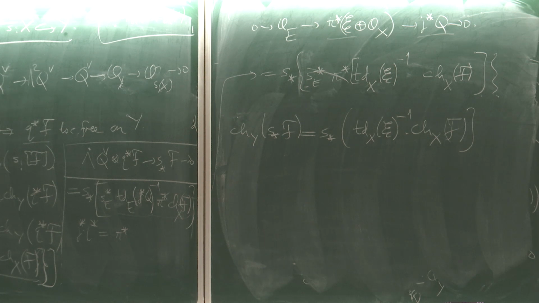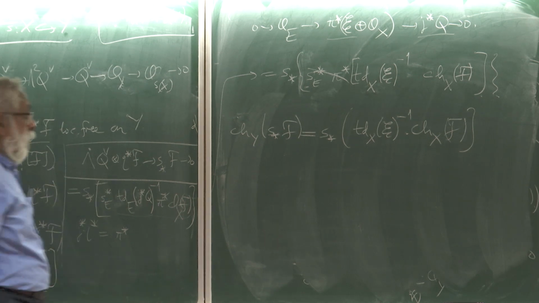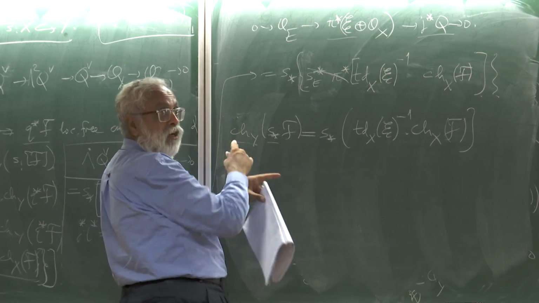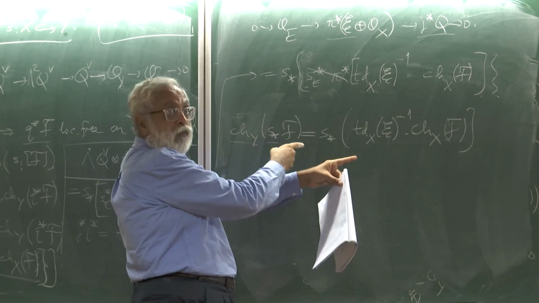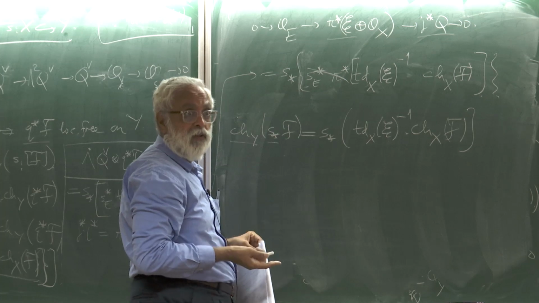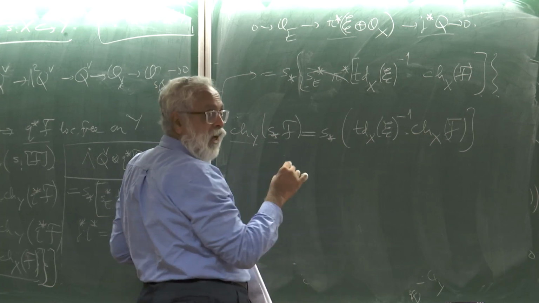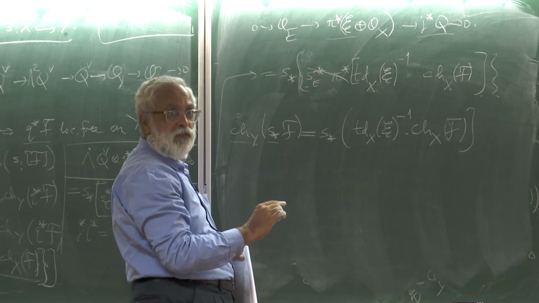Indeed, this is what I want to get. That's what I'm trying to do. I have the Chern character, I have s lower star, and I'm trying to commute them. I have commuted them up to multiplying by Todd E inverse. That is exactly the statement of Grothendieck-Riemann-Roch, except that there I said something of the tangent sheaf.